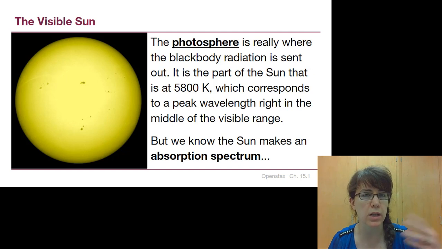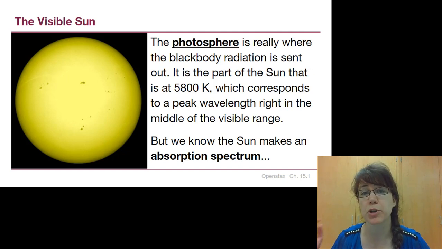The fact that the sun is a yellow star is because the temperature at that location, at the photosphere, is not too hot, because it would look blue if it were hotter, and it's not too cold, because it would look red if it were colder.